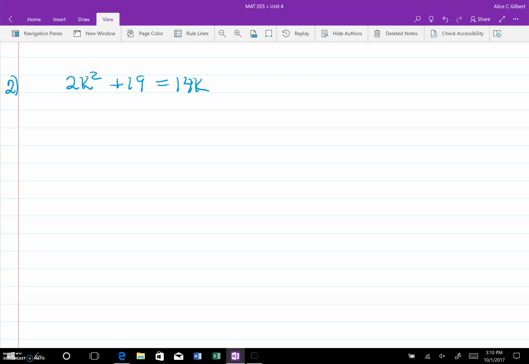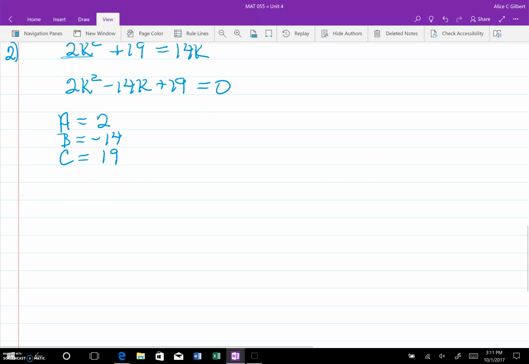So I'm going to, and again, this is my squared term and he's positive. I want to keep him positive, so I'm going to put the 14k on the other side, on the left side. So I subtract him, plus 19 equals 0. Normally the first thing I would do is check to see if I could factor it. If I could, that's what I would do. If I couldn't, then I would use the quadratic formula. So a equals 2, b equals negative 14, and c equals 19. So now I'm ready to go.